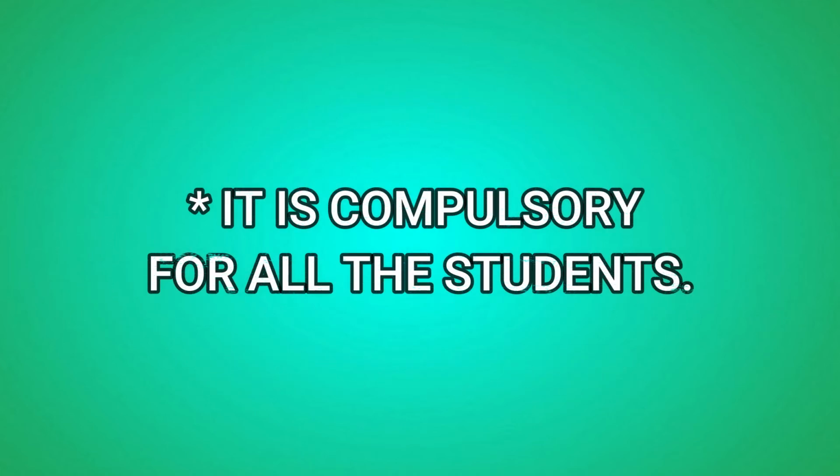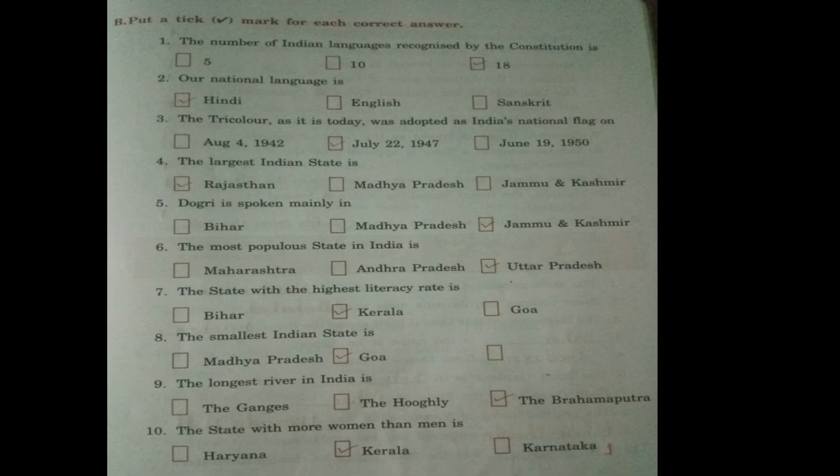So children, it is compulsory for all the students to attend the test, and all the details related to the online test you will get soon. So now we start our revision work. As I already told you, it will be only objective type questions, so you have to learn everything from your book, chapters 1 and 2, that means our world and our country. Let us start revision work.